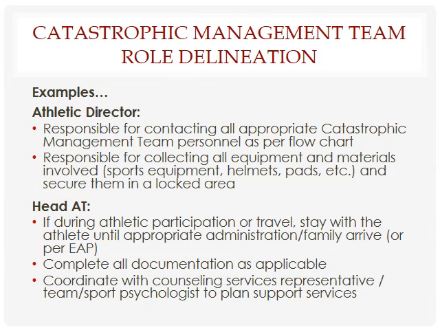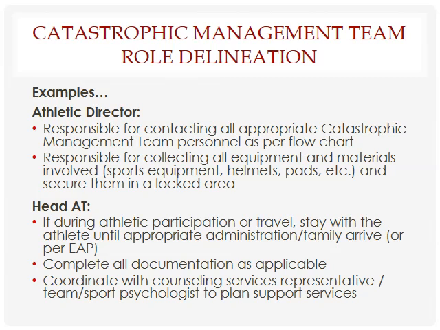The head athletic trainer should also be responsible for contacting specific personnel as per the flowchart. If the incident occurs during athletic participation or travel, the athletic trainer should stay with the athlete until appropriate administration or family arrive. Or, this should be specifically outlined in the emergency action plan, whom will go with an athlete to the hospital in an emergency. The head AT or athletic trainer involved should complete all documentation as applicable.